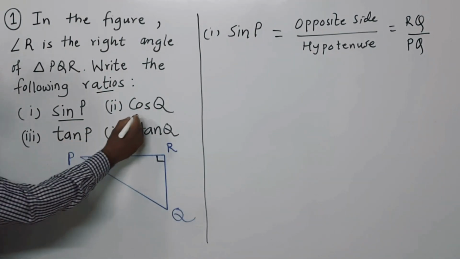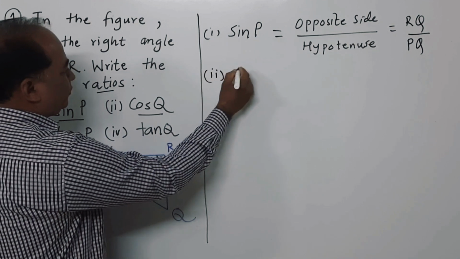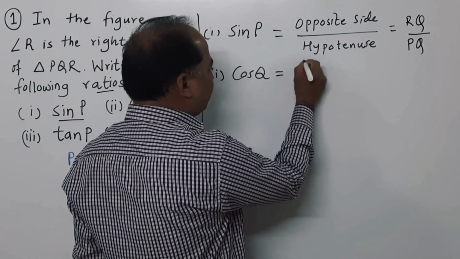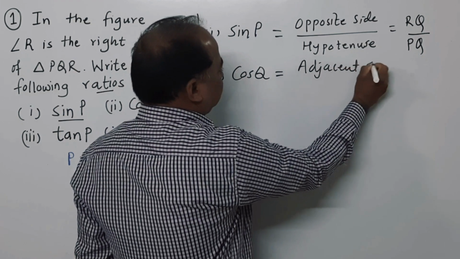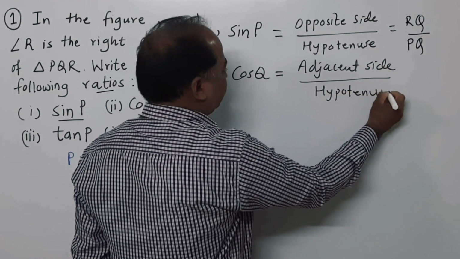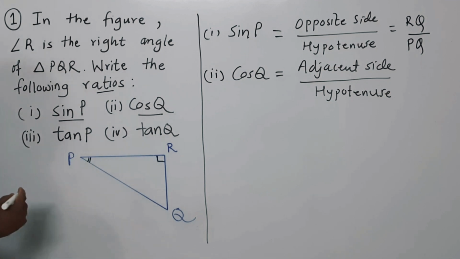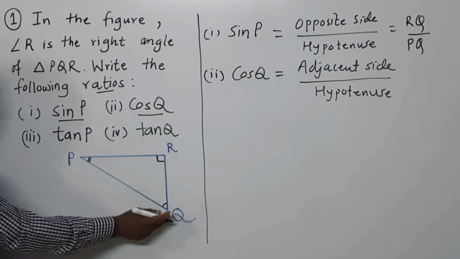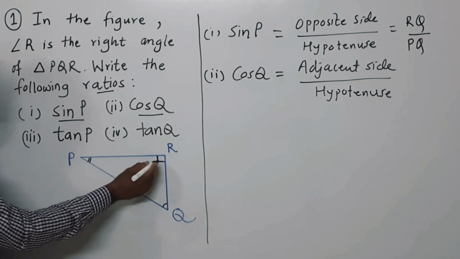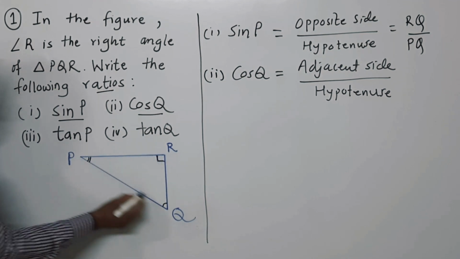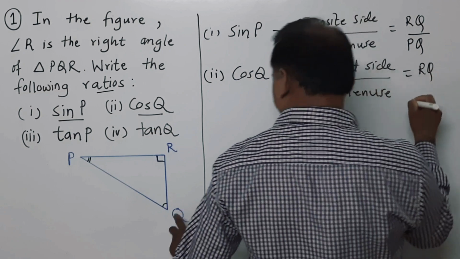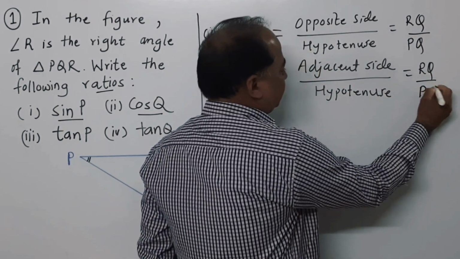Second is cos Q. The formula of cos theta, that is the cosine ratio of trigonometry, is adjacent side upon hypotenuse. Adjacent side divided by hypotenuse is the cosine ratio. So the side adjacent to angle Q is RQ, and the hypotenuse in triangle PQR, the side opposite to angle R, that is the right angle, is side PQ. So cos Q is the adjacent side, that is RQ, upon hypotenuse PQ.